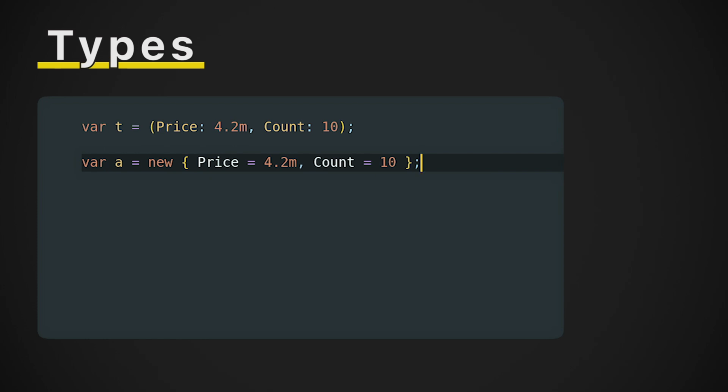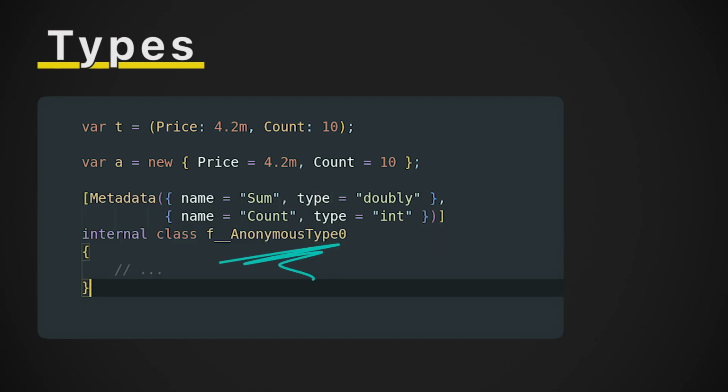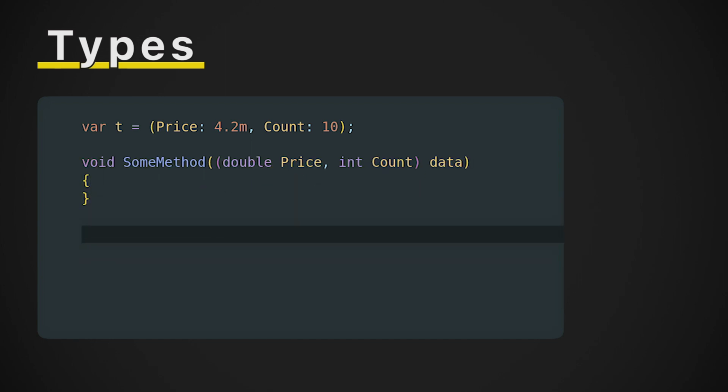You may say, but we can create anonymous types as well, so what's the difference? The problem with anonymous types is that they are generated internally, so you can't just pass it to a method argument. And with tuples, you can just specify the type that you expect and use it.